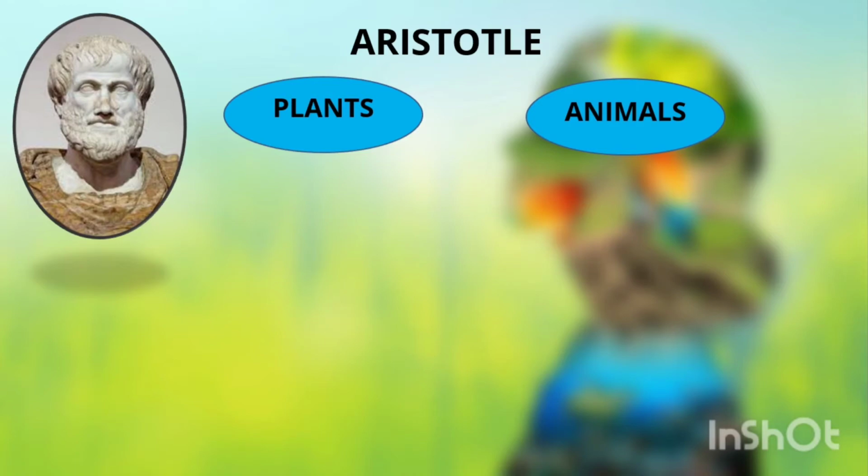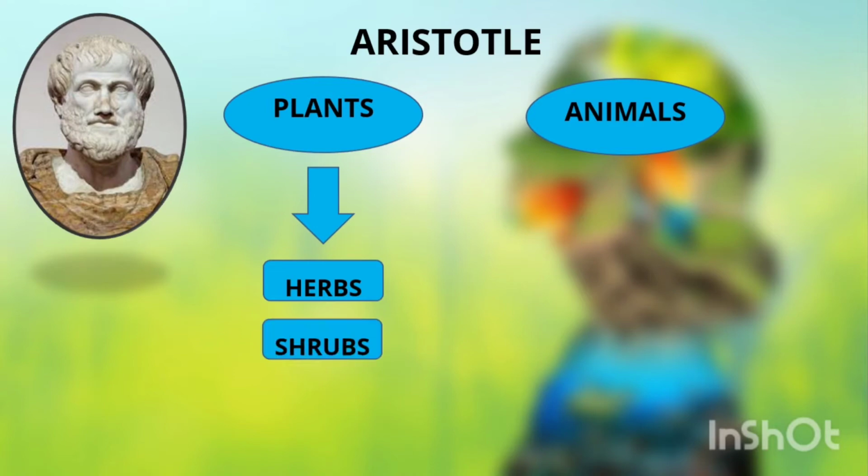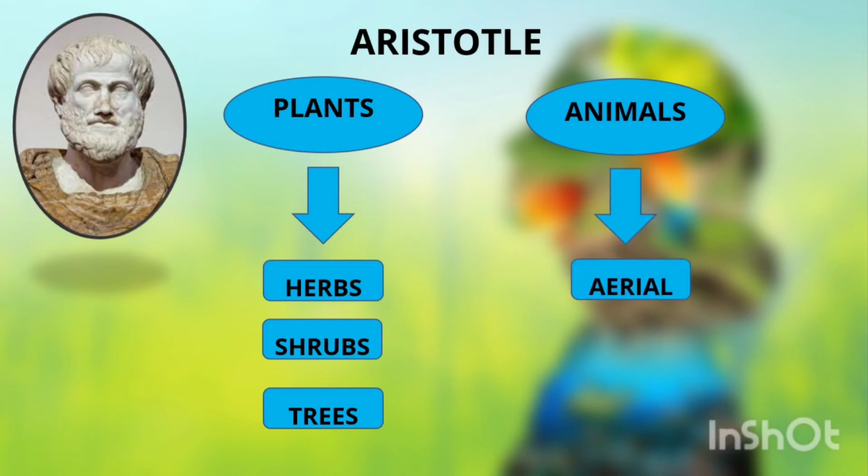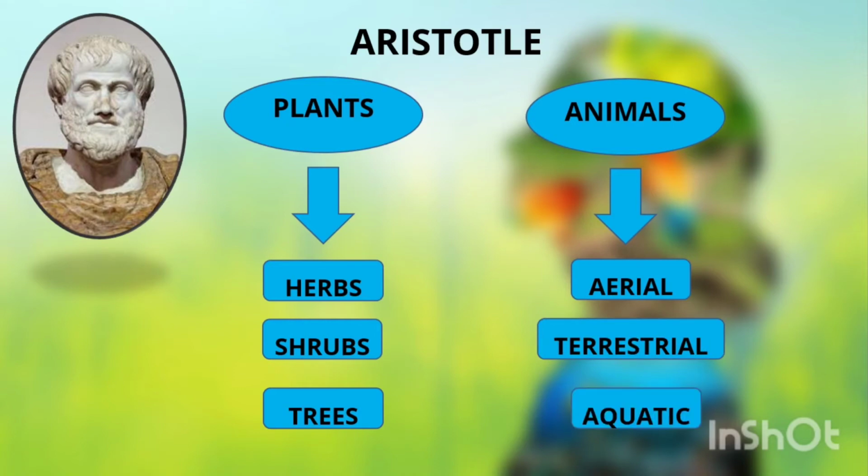If we are going to follow Aristotle's system, plants were grouped as herbs, those with soft stems; shrubs, with stems harder than those of herbs; or trees, taller than shrubs but with the same woody type of trunk. Aristotle classified animals as the aerial animals or air dwellers, the terrestrial animals or the land dwellers, and the aquatic animals or the water dwellers.